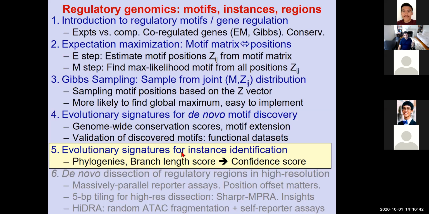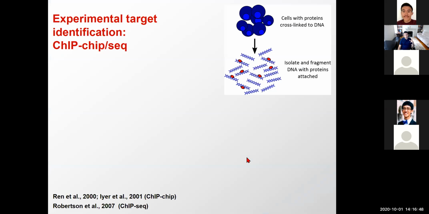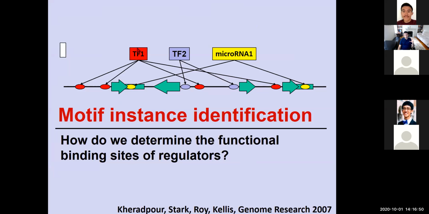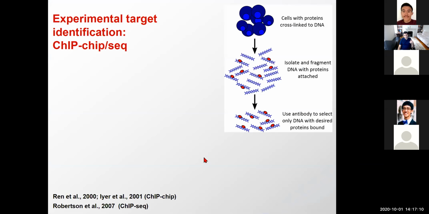What about evolutionary signatures for discovering individual instances of those motifs? So the concept here is we now know the transcription factor binding sites. What we would like to find out is what are the individual occurrences of those motifs across the genome, in order to basically be able to infer the network, the circuitry of connectivity. So how do we determine the functional binding sites of gene regulation?